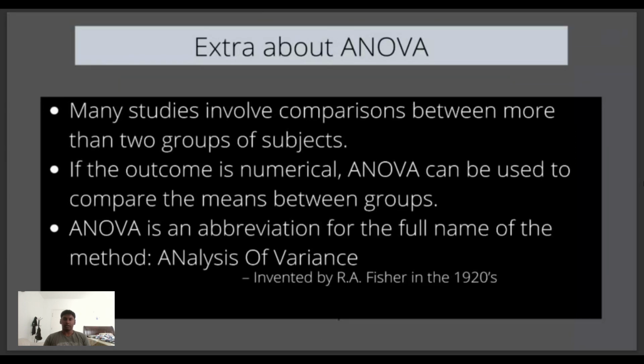Here's a little bit extra about ANOVA. Many studies involve comparisons between more than two groups of subjects. If the outcome is numerical, ANOVA can be used to compare the means between groups. ANOVA is an abbreviation for the full name of the method, analysis of variance, which was invented by R. A. Fisher in the 1920s.